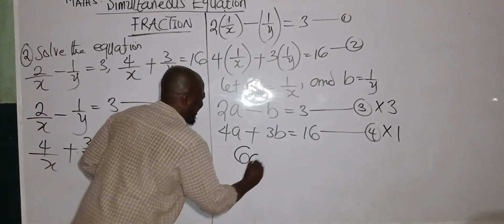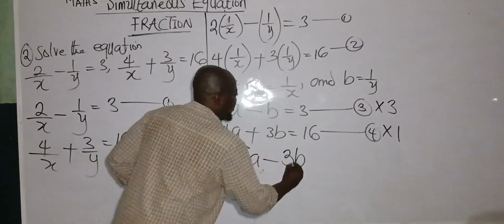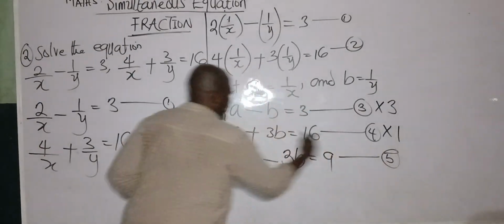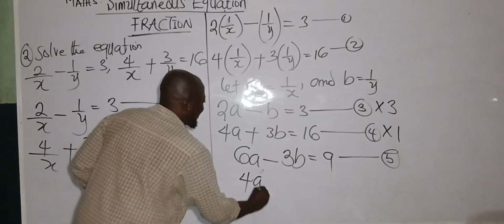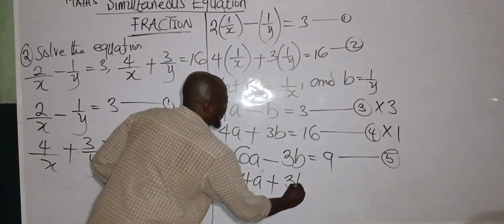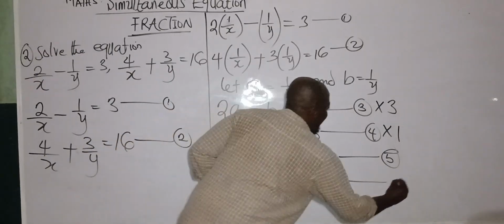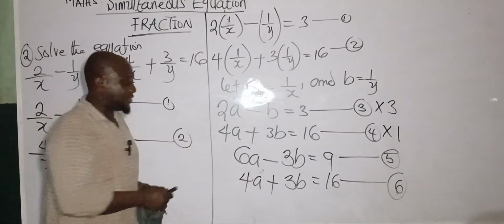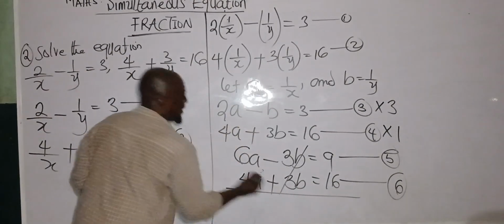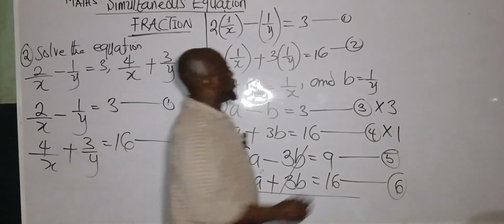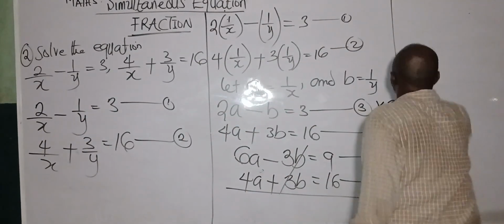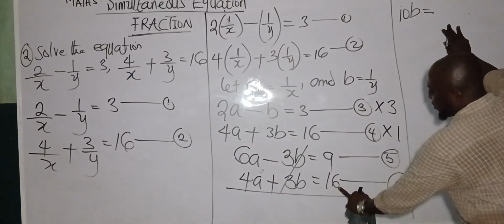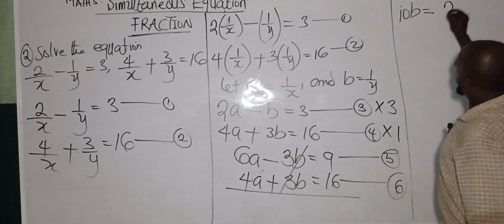So multiply this one now. I'm having 6a minus 3b, that will give us 9. 3 times 3 is 9. Here becomes my equation 5. 1 times all this one, we still have the same thing back, so I have 4a plus 3b equals 16 as my equation 6. So observe that I have the same value here, plus and minus. So from here, this can cancel. This plus this one will give me 10b. So 10b will give us 25.